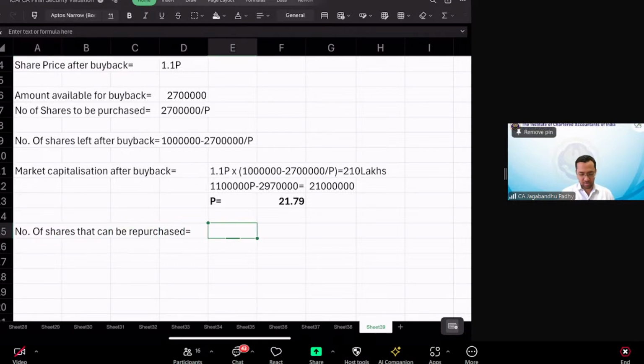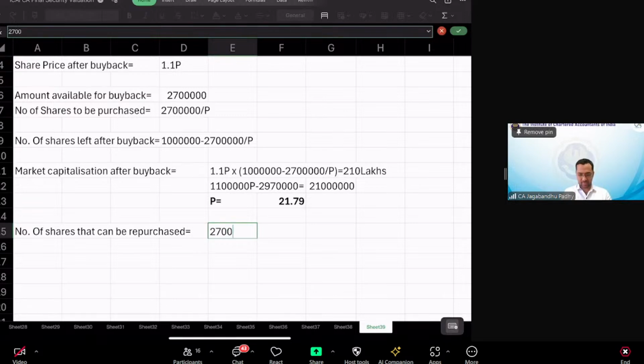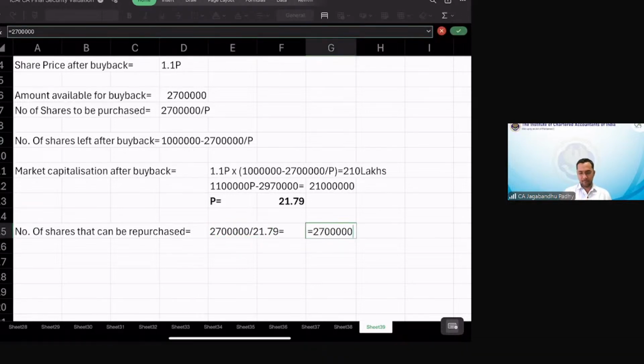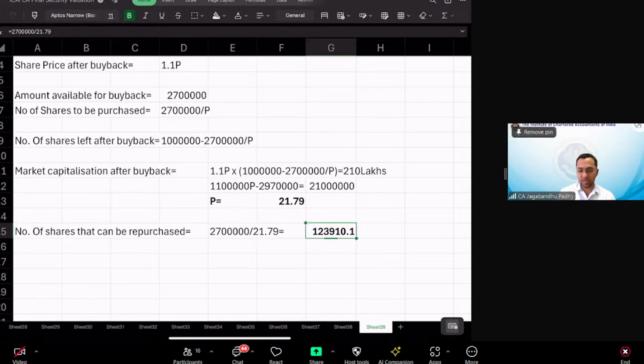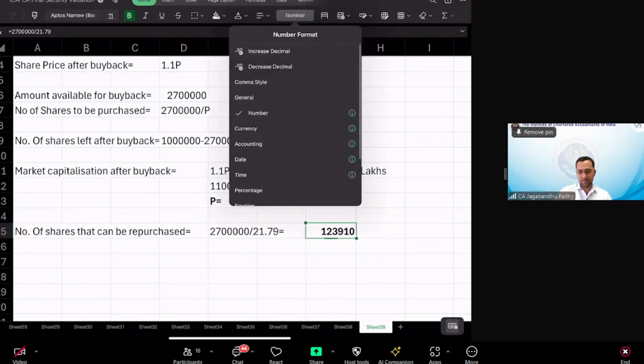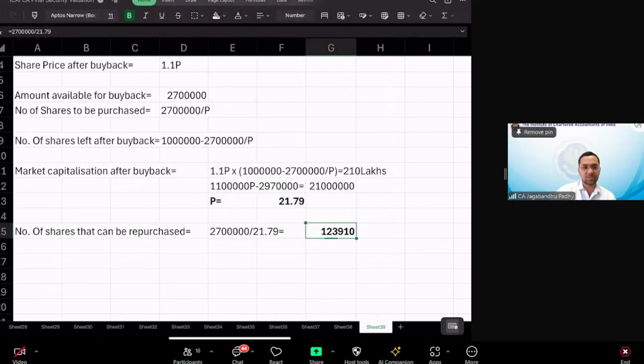Number of shares that can be repurchased: 27 lakhs divided by 21.79. So that is 1,23,910. These many shares can be repurchased.